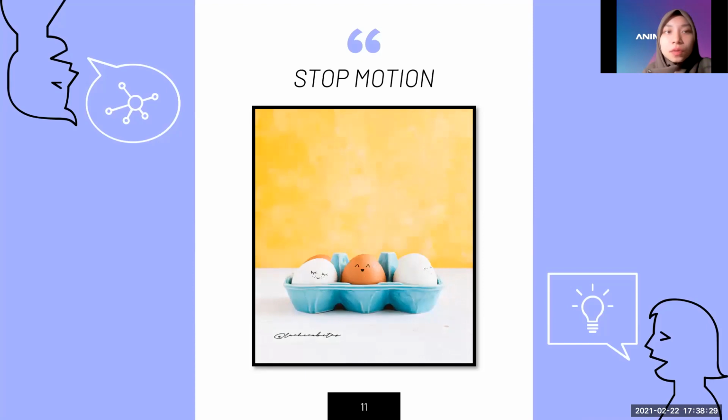It's similar to a flip book with photos. Okay, as you can see in this slide, this egg. First we put the egg in the basket, and then we move the egg slightly and give it a face, and then we combine all the captures, then it becomes animation.